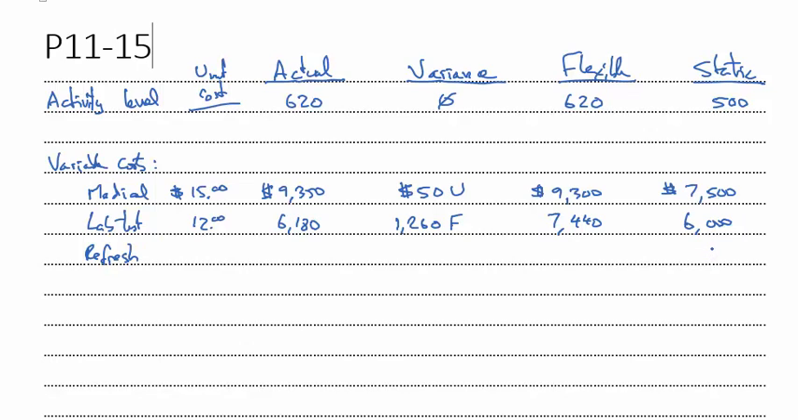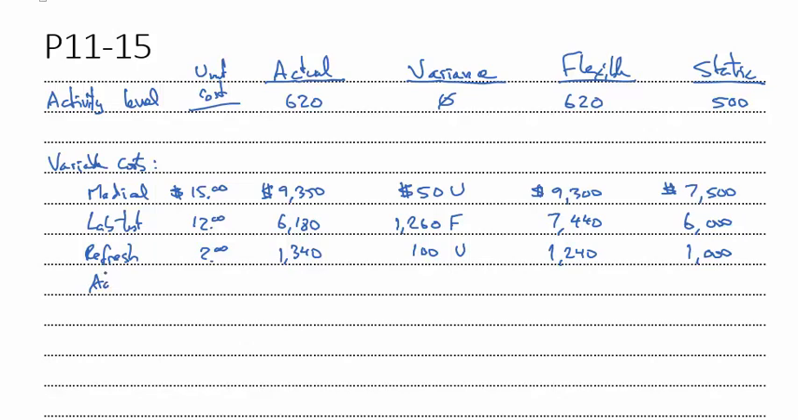And static budget on refreshments was 1,000. 1,000 divided by 500 is $2 per. Actual, 1,340. And now flexible, $2 times the 620 should be 1,240. 1,240 to 1,340 is a $100 unfavorable variance.